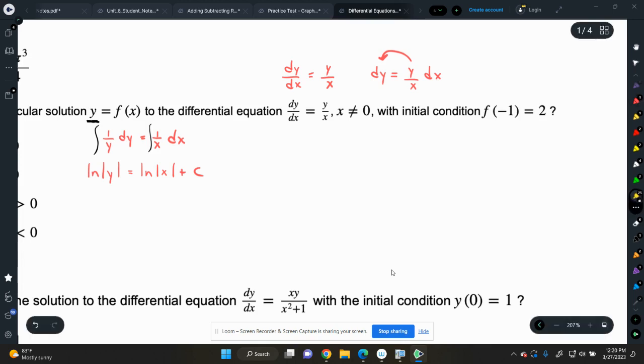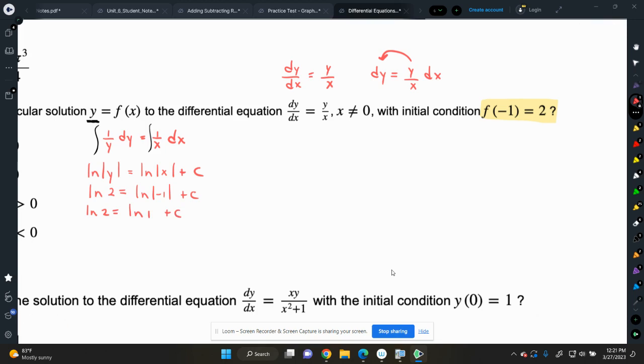I'm going to plug this stuff right here in. So this means when x equals negative 1, y equals 2. So I have the natural log of 2. I don't have to worry about the absolute value anymore because 2 is a positive number. The natural log of 2 equals the natural log of the absolute value of negative 1 plus c. So that means I've got the natural log of 2 equals the natural log of 1 plus c. What's the natural log of 1? 0. Natural log of 1 is 0.